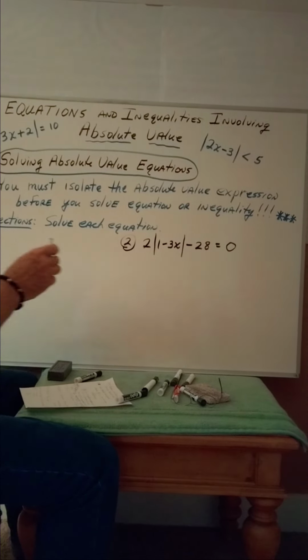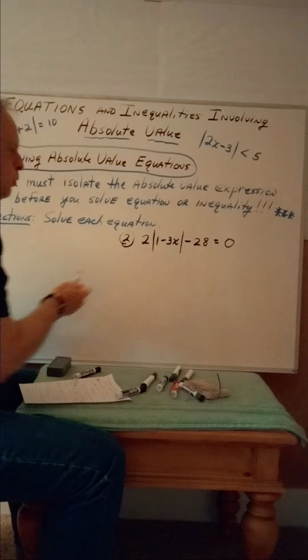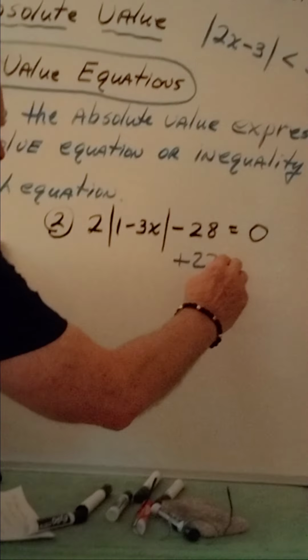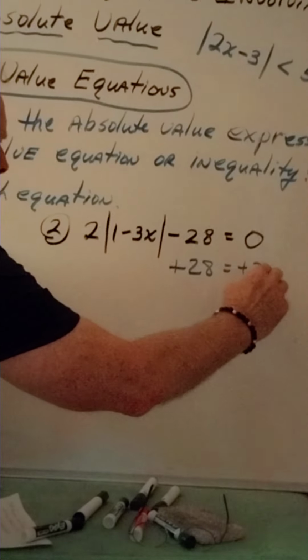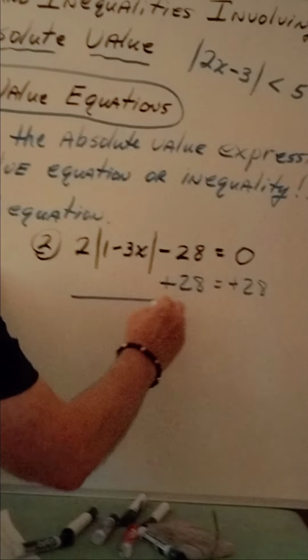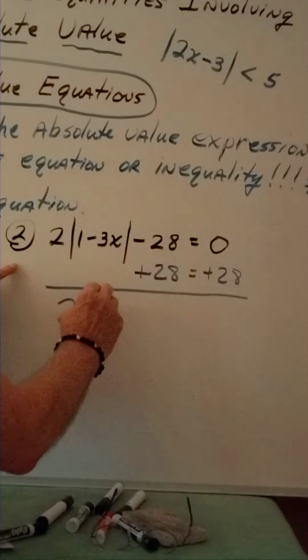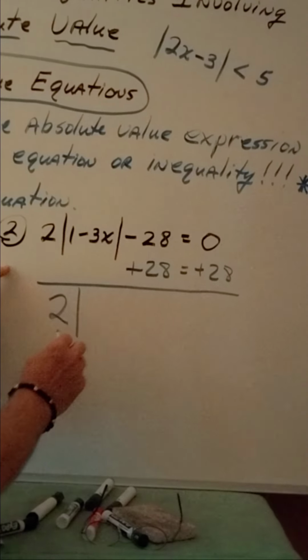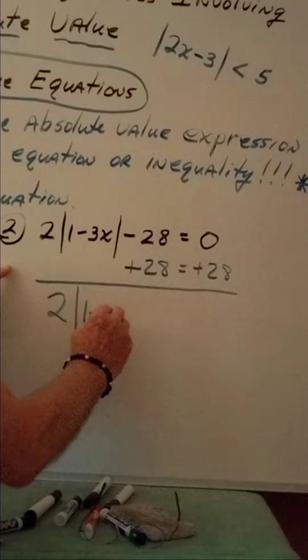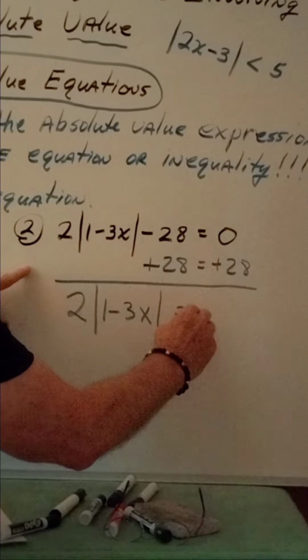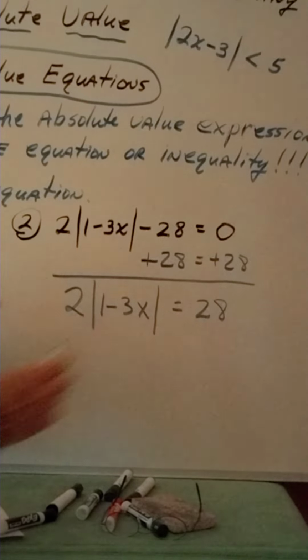Now let's take it in stages. We get rid of that negative 28 first. Positive 28, positive 28. We now have it down to this. 2 multiplied by the absolute value of 1 minus 3x is equal to 28.